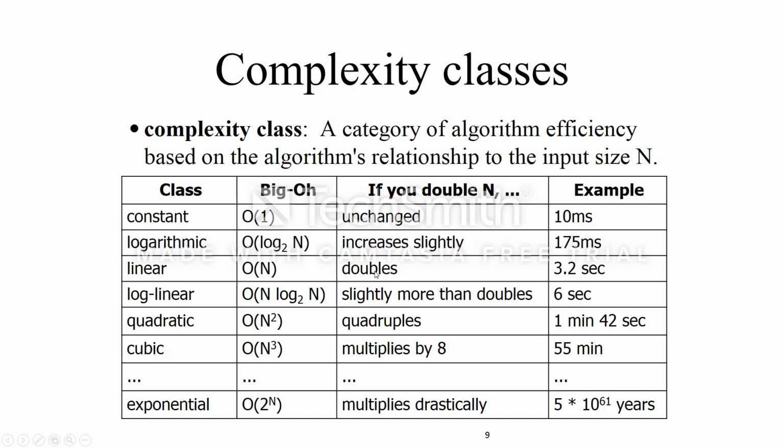Linear is O(n), and this means as your data gets bigger, so does your runtime. They move together. This still isn't horrible, but it's not as good as constant or logarithmic. Log linear is n times log n. So this is slightly bigger than linear, but still pretty good.